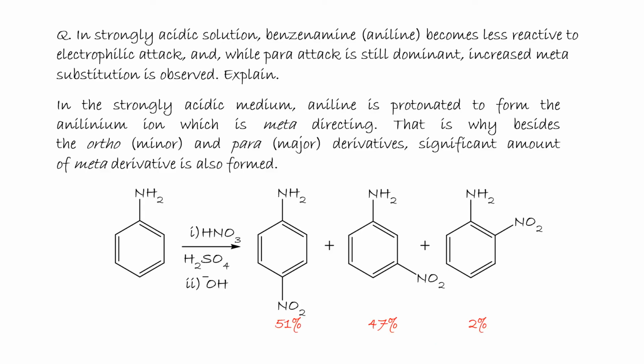In a strongly acidic solution, aniline becomes less reactive to electrophilic attack, and while para attack is still dominant, increased meta substitution is observed. Explain. Well, to explain that, in acidic medium, aniline is protonated to form the anilinium ion. The anilinium ion is a meta-directing group. That's why beside the ortho minor, very minor, and para major derivatives, a significant amount of meta derivative is also formed. So if we react that with nitric sulfuric acid mixture and work up with base, you will get the para nitroaniline 51%, meta 47%, and ortho 2%.